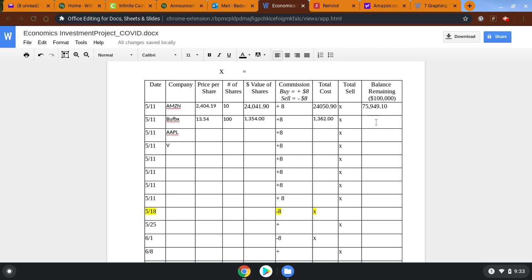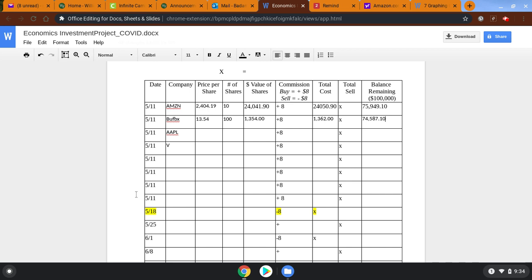$62, right? I'm not selling, so I leave that there. So 75,949. Let me get out my little calculator here so I can do this faster. $75,949.10 minus, right? I'm subtracting this because this is how much cash I have, just like in a checkbook. This is how much I have left. So it's 75 minus this number, $1,362, which is going to make my balance now $74,587.10.